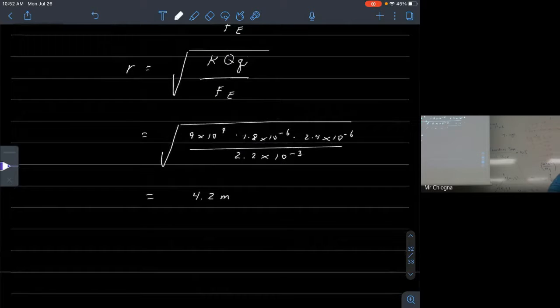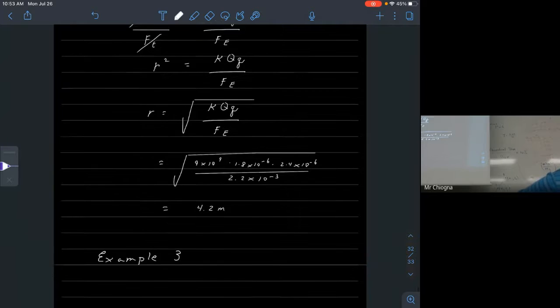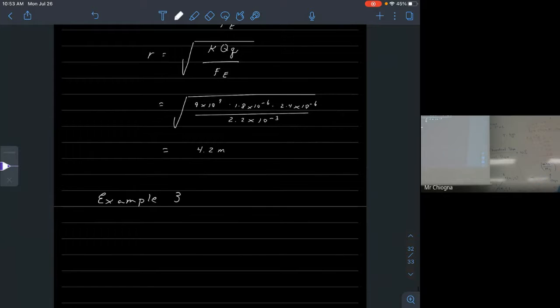Yeah, 4.2 meters. This next one is harder. It's important you draw the diagram for this.